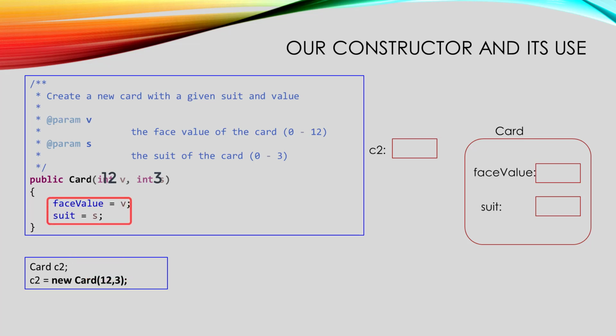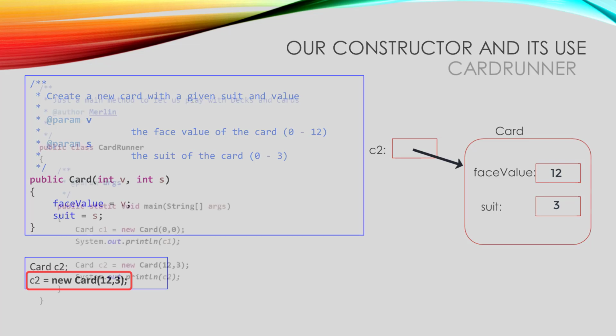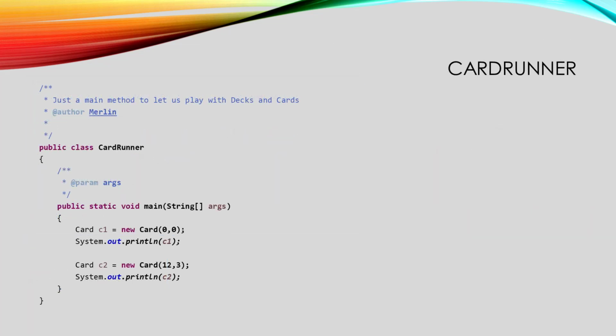The code inside the constructor will store v and s into the instance variables, so the resulting card will have a face value of 12 and a suit of 3, making it the king of clubs. The new statement will evaluate to a reference to that object, so that's what the assignment statement will store into C2.